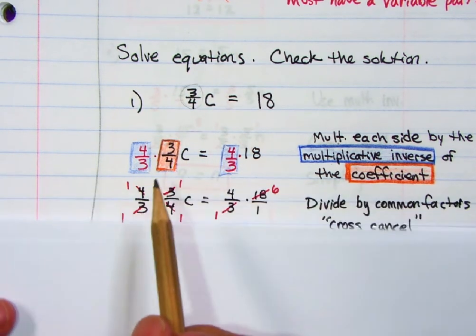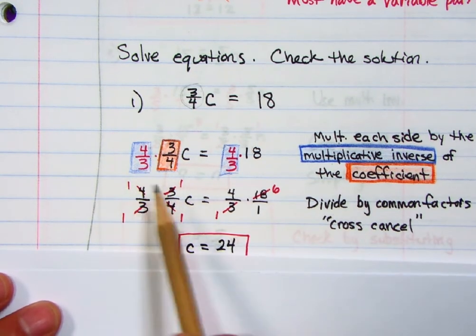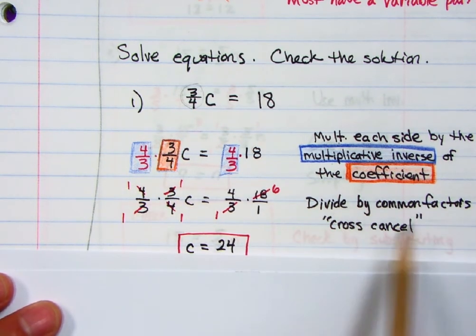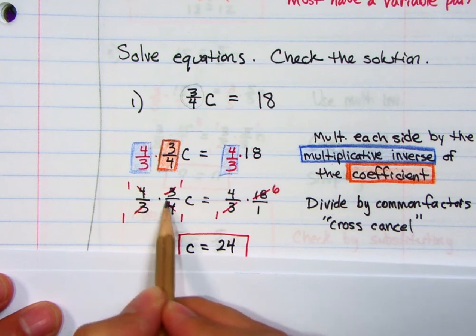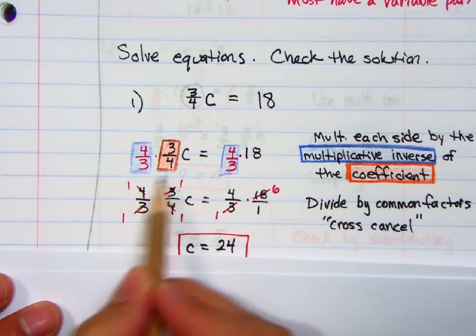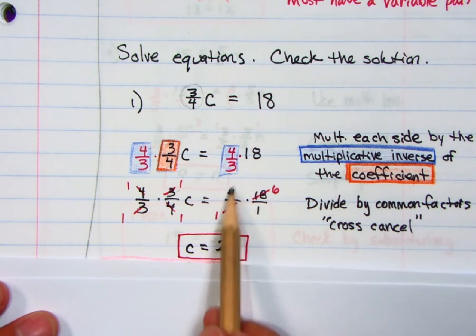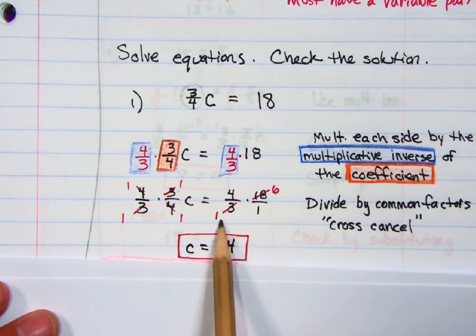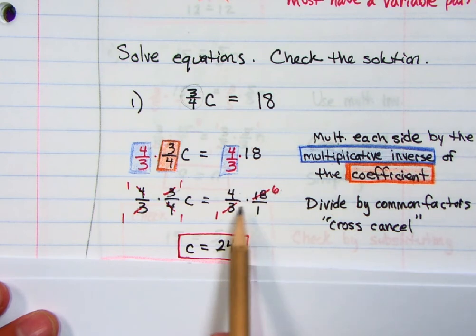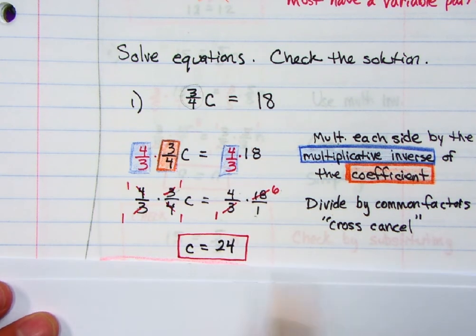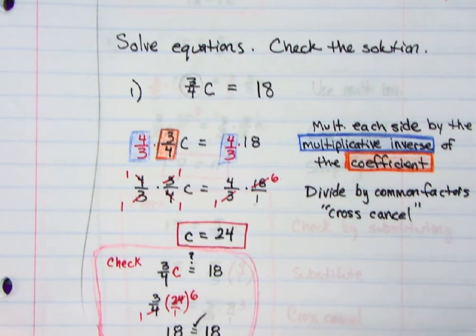So if I do that on the left-hand side, I divide out the common factors, called cross-canceling. The 4 and 4, the 3 and the 3, that turns into 1c. Over here, I do some cross-canceling. Multiply 4 times 6 and 1 times 1, so that's 24 over 1, or just 24. And then I check my work. Always want to check my work.